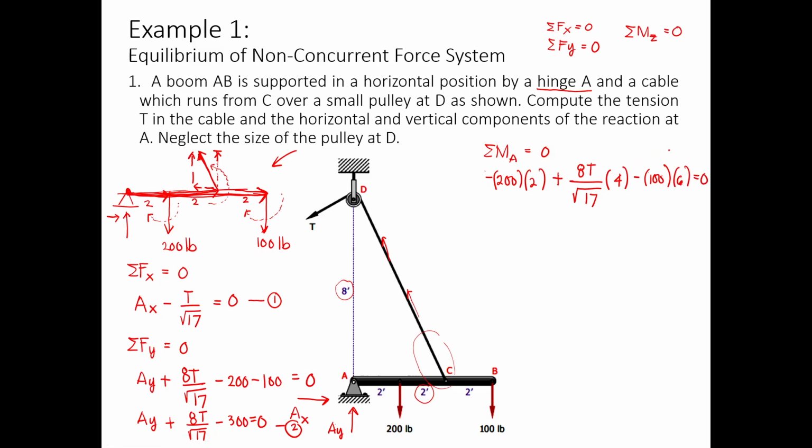So notice that in our third equation, we have only one unknown compared to the first two equations, which have two unknowns. So with this, we can now solve the tension with the use of your calculator. So 200 times 2.